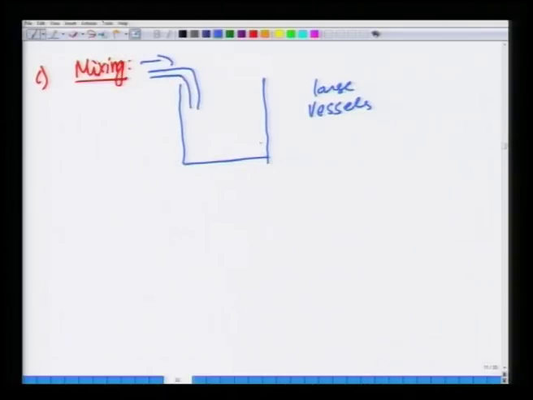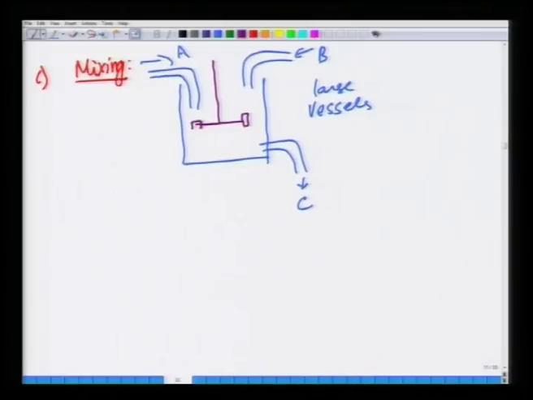Streams continuously come in and go out, and you may have two different streams that come in, reactants A and B, to give a product C. So, how do you mix this? You have huge impellers that continuously rotate in order to mix these two streams. Now, the question is how to make mixing effective.